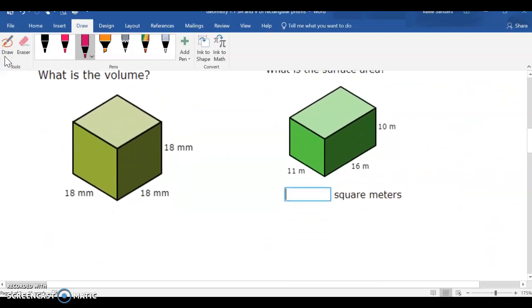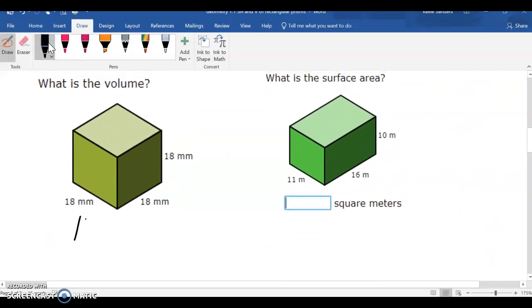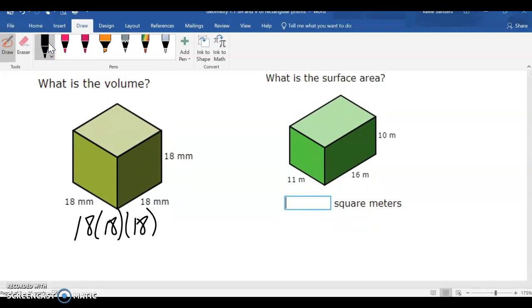So 18 times 18 times 18, or 18 to the third power. I'm good, but I'm not that good. So 18 to the third is 5,832. 5,832 cubic millimeters.